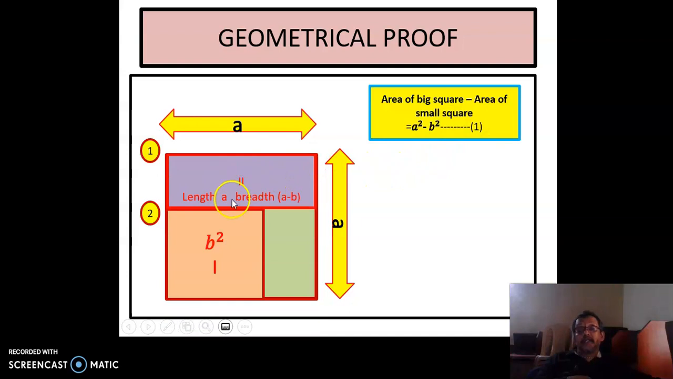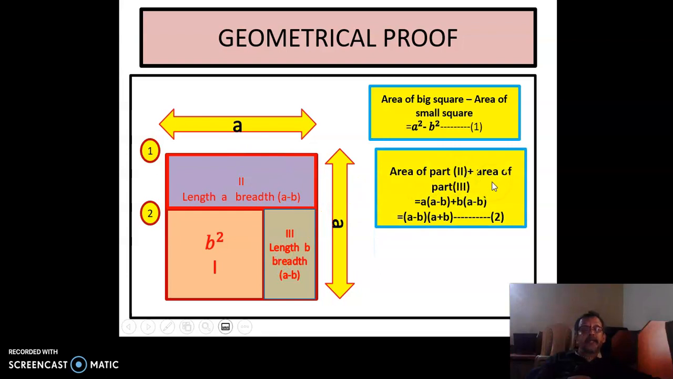So now this area is length into breadth. This is length a. This is a minus b. So a into a minus b. This is length b. So breadth a minus b. So b into a minus b. This is a into a minus b. So therefore area of these two parts is area of part second and area of part third. A into a minus b plus b into a minus b. If a minus b is common, now a plus b remains. So a minus b into a plus b.